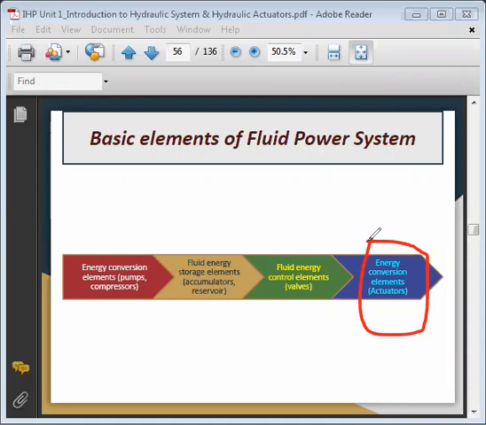The pressurized hydraulic fluid which is delivered by the hydraulic pump is supplied to your actuator. Getting it? And that actuator converts the energy of the fluid into the mechanical energy, which means this mechanical energy is used to get the work done. That means input is your hydraulic energy in case of the actuator, and output is your mechanical energy, which is used to get some work done.